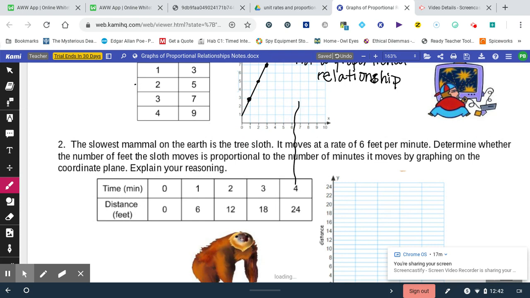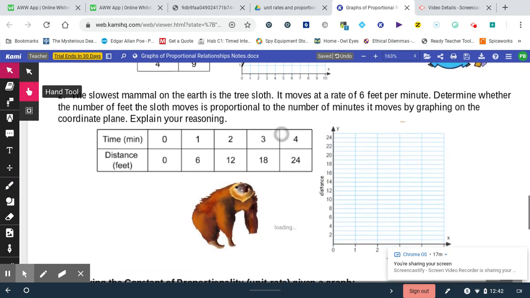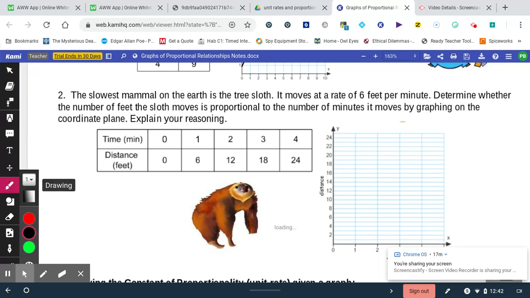Let's take a look at 2. Let me undo that because I'm not trying to draw. If I take a look at 2, it says the slowest mammal on the earth is a tree sloth. It moves at a rate of 6 feet per minute. Determine whether the number of feet the sloth moves is proportional to the number of minutes it moves by graphing on the coordinate plane. And then we're going to explain our reasoning. So again, I don't want to divide. I don't want to take a y and divide it by an x. I want to look at the graphs now and determine if those graphs represent proportional relationships.